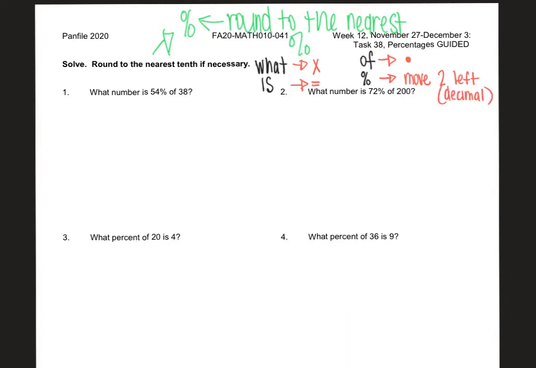All right, so we want to get an equation for each of these. We use our keywords for that to happen, and then we follow that by solving equations like we did in the proportion section. So if you look, what number is 54% of 38? What number means x. Is means equals. 54% means I'm going 1, 2, and it's going to be 0.54. Of means multiply. 38 is just 38. So if we have a number, we're going to leave the number alone.